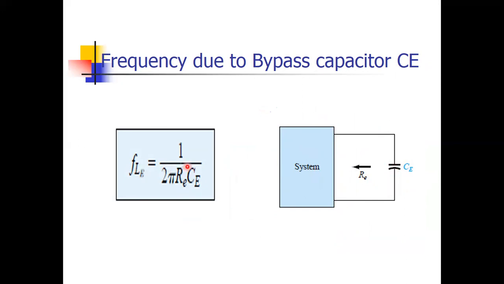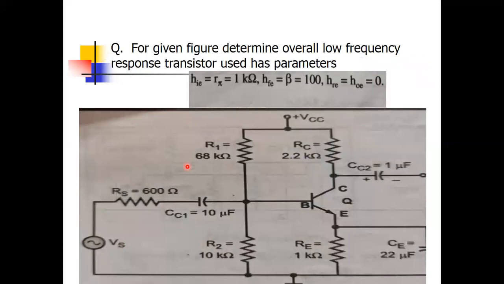So we have learned how to calculate the frequency across each capacitance. Now we will solve one numerical. In this numerical, this is the figure given. We have to determine the overall low frequency response of this, or we want to say we want to calculate the frequency across CC1, across CC2, and across CE. And these are the given parameters. Again listen, this is your input coupling capacitance, output coupling capacitance, bypass capacitance.